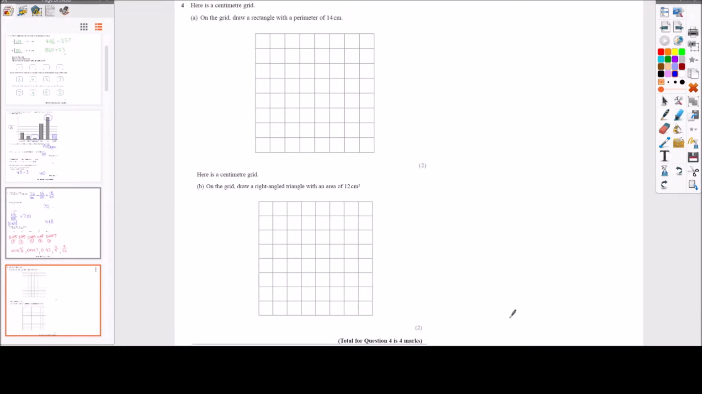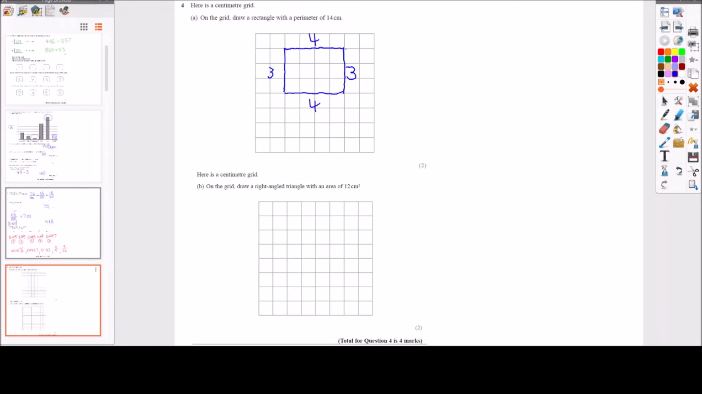Question 4. On the grid, draw a rectangle with a perimeter of 14. So it's just got to be 14 all the way around. So how about 4, then a 3? That's taken up 7. And then another 4, then a 3. So that is one example, okay? Because 3 add 3, add 4, add 4 equals 14.